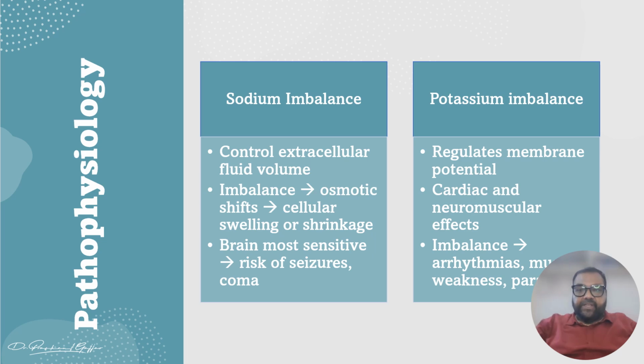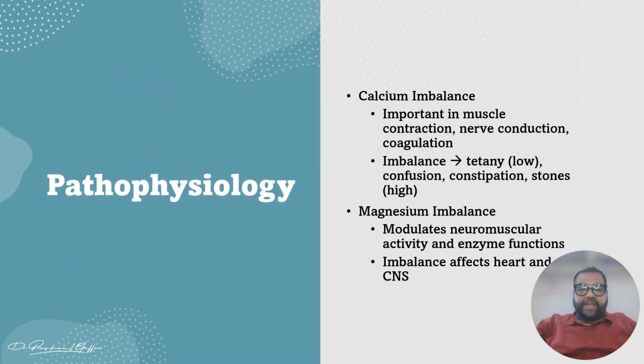Now let's see the pathophysiology of the other electrolytes. For calcium, calcium is important for muscle contraction, nerve conduction, and coagulation. So when it is imbalanced, there will be tetany, right? When calcium goes low there will be tetany, and when calcium goes high there will be constipation, confusion, and stones. Same with magnesium: it is important for modulating neuromuscular activity and enzyme function. When it is imbalanced, it affects the heart and the central nervous system, right?